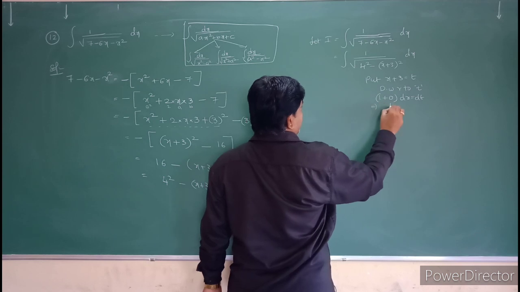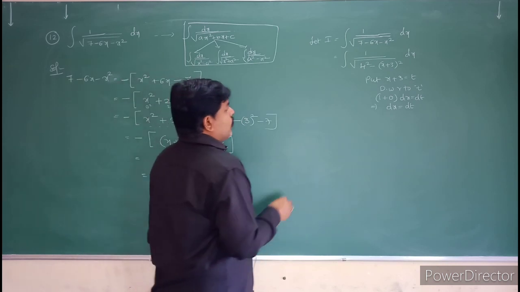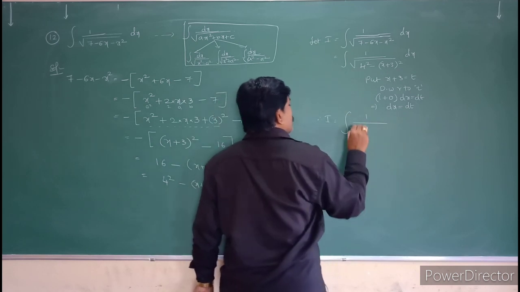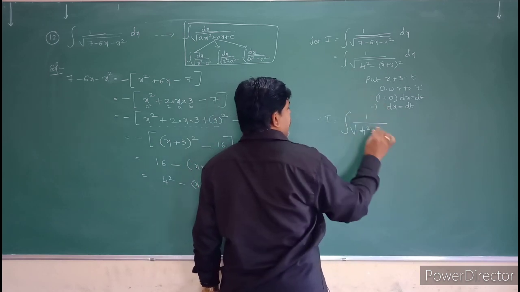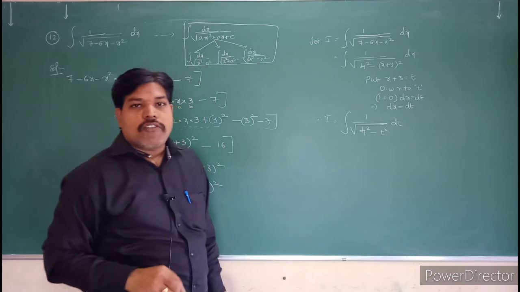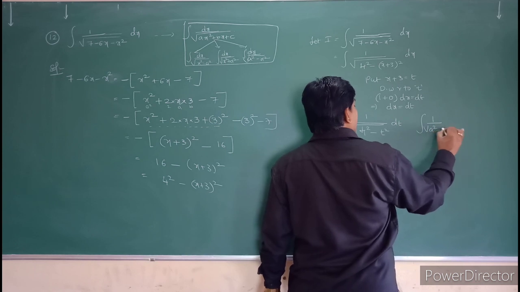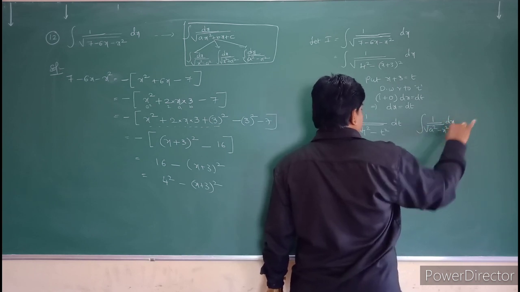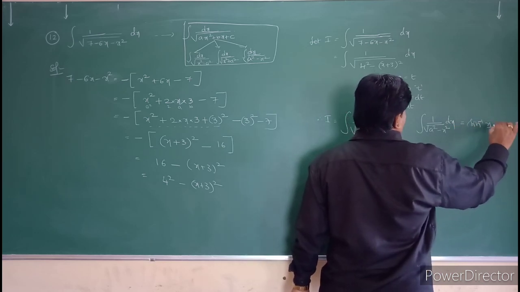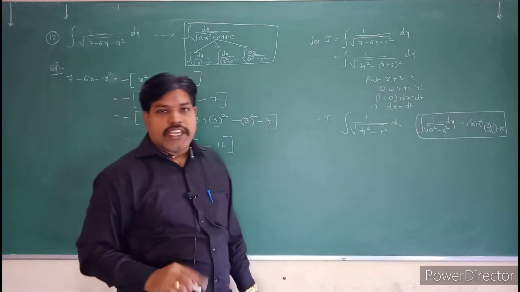So that implies dx is equal to dt. Take the problem, therefore I is equal to integral of 1 by root of 4 square minus t square into dt. So what is this formula? Integral of 1 by root of a square minus x square into dx, that is nothing but sine inverse of x by a plus c.